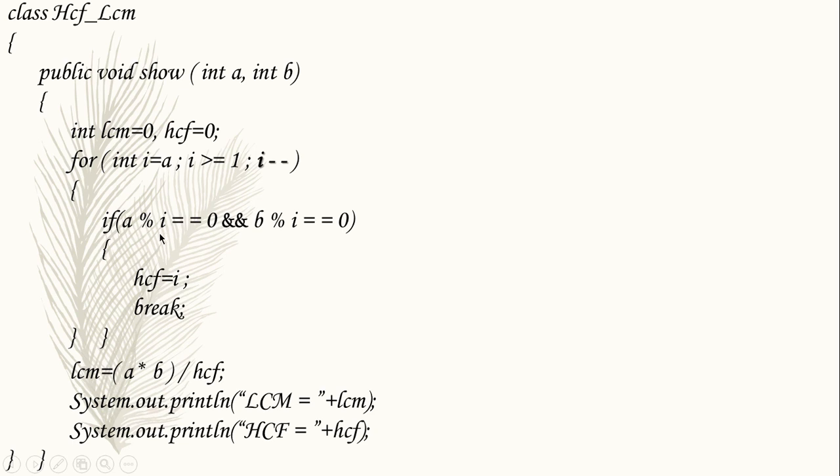If both the numbers are divisible, then only the overall result will be true, and hence the HCF value will be set as the factor and my looping structure will end. And then, as I told, we will be utilizing the formula to calculate the LCM, and we will finally print these two values.